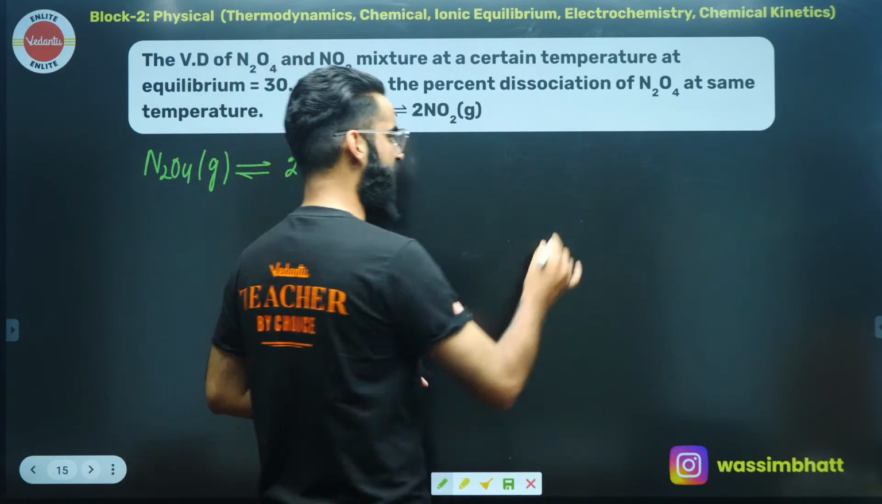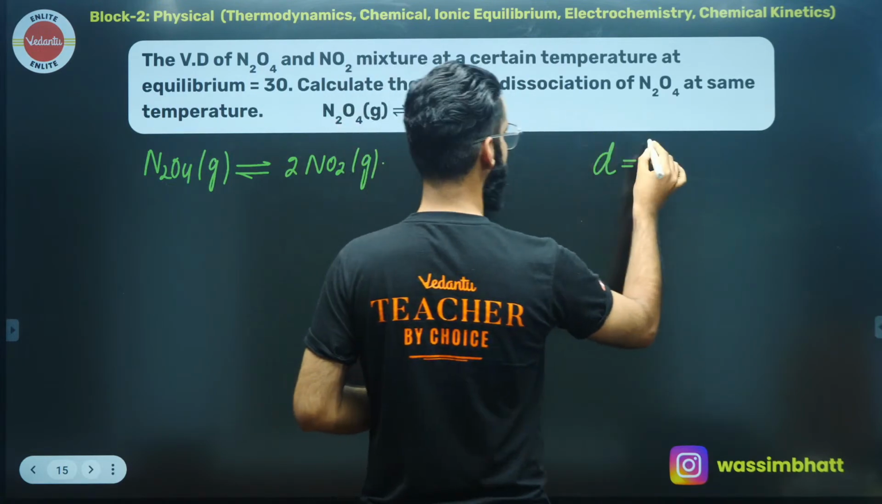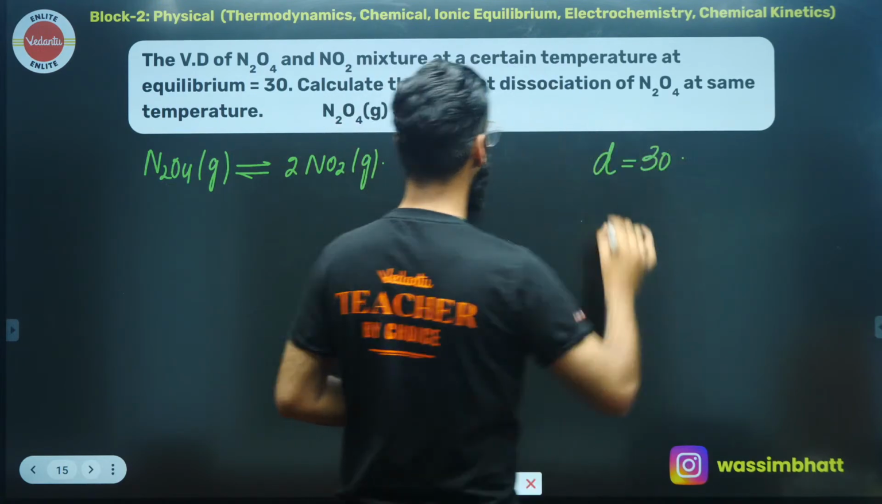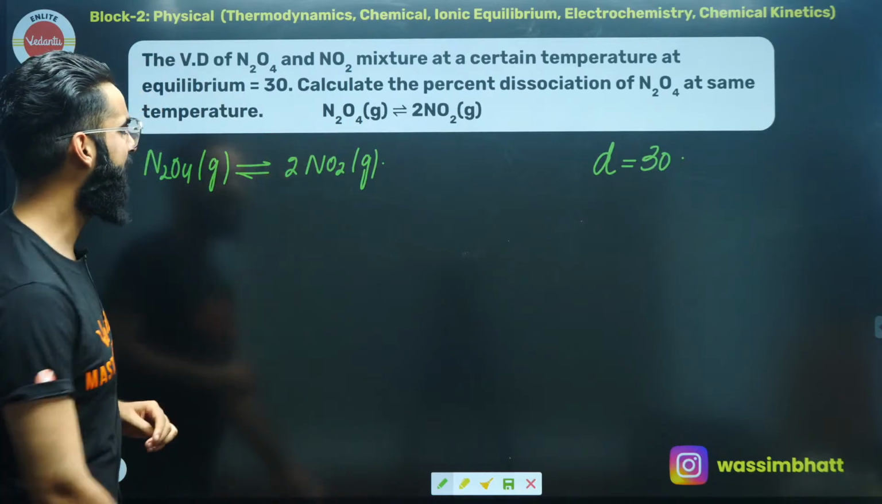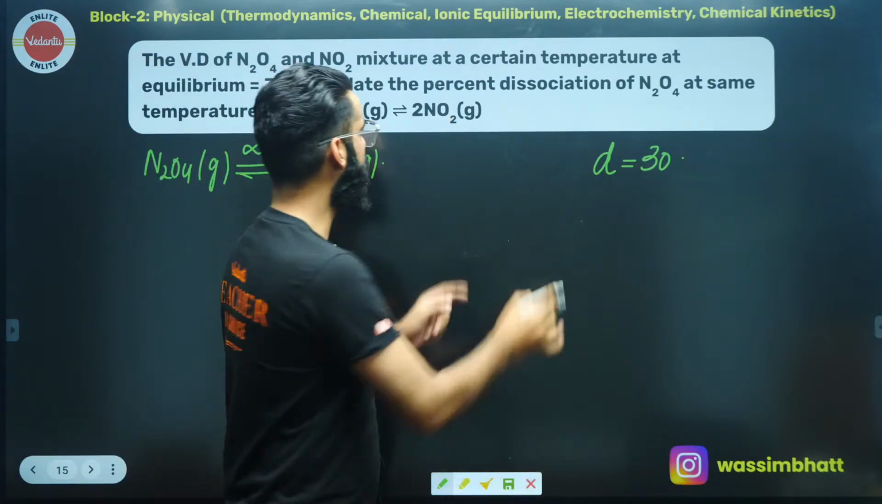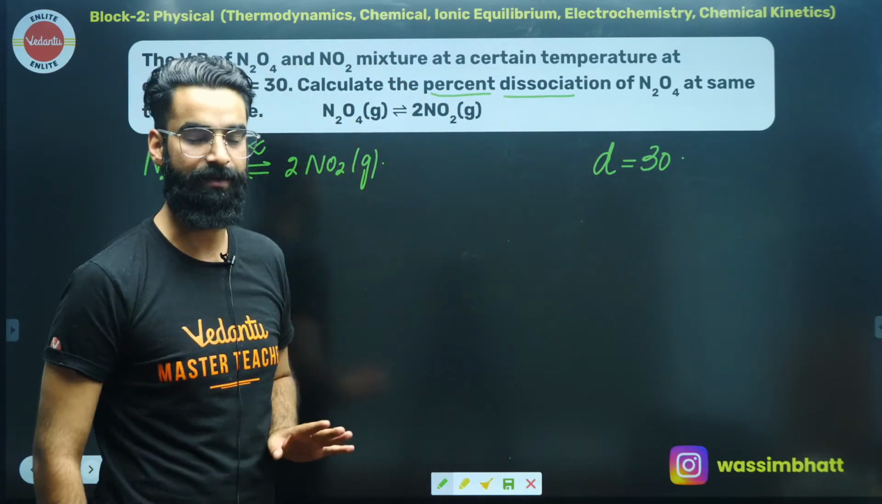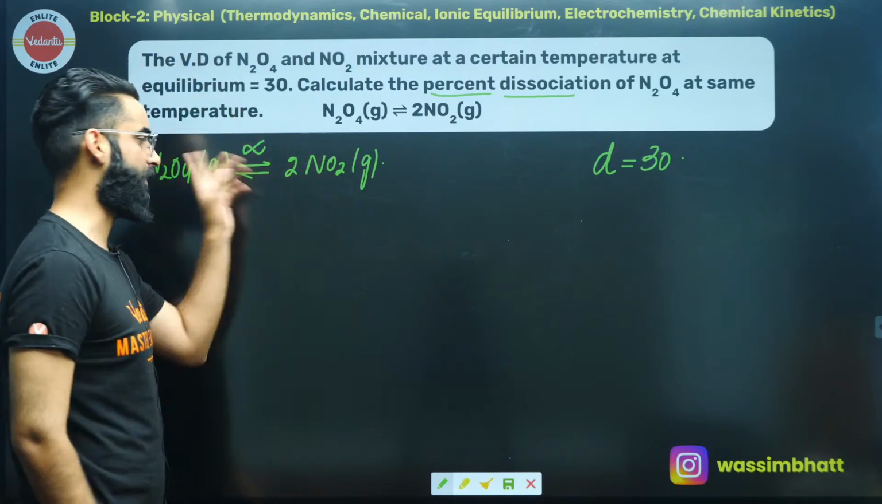The vapor density of the equilibrium mixture he is talking about. And let me tell you, the vapor density of equilibrium mixture is represented by small d. That is given to me as 30, right? What do I need to calculate? I need to calculate first of all the value of alpha. If I get the value of alpha, then you can calculate the percentage dissociation, which is always equal to alpha multiplied by 100. So my basic thing right here is to calculate the value of alpha.